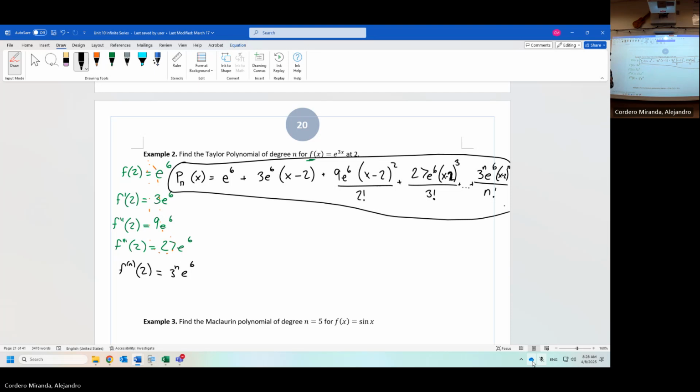Okay. Nice. On a test, if this was multiple choice, you might see this in sigma notation, which you could write something like this. It would just be this last term in the sigma. 3 to the n, e to the 6, x minus 2 to the n over n factorial, from 1 to n.